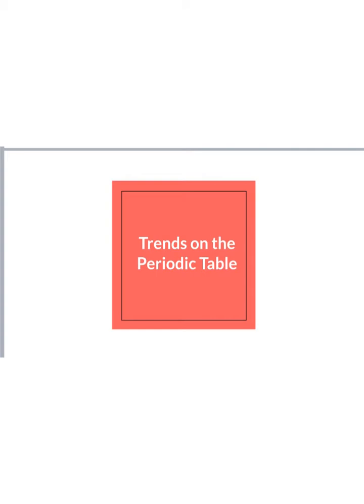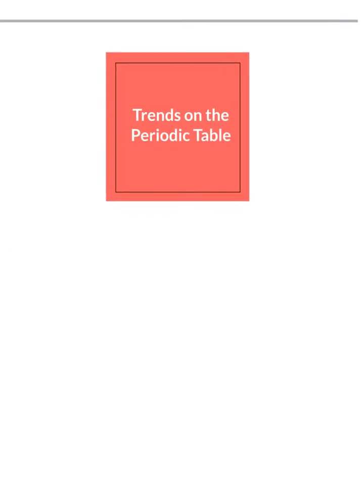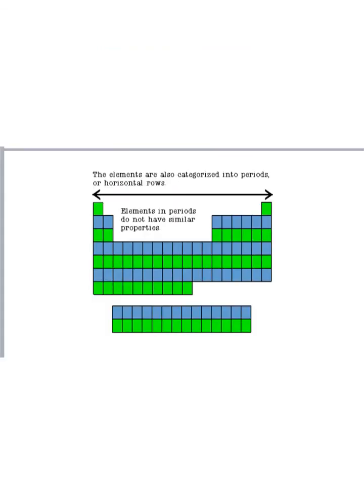All right, so we're now going to talk about some trends on the periodic table. I'm never going to ask you to memorize atoms or elements, but I do need you to understand the trends that exist on our periodic table and why those exist. So the first thing that you need to know or remind yourself of is that our horizontal rows are called periods. Remember, we said Harry Potter, horizontal rows are periods.